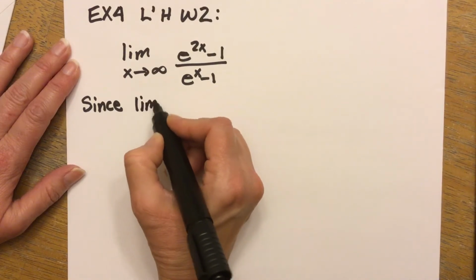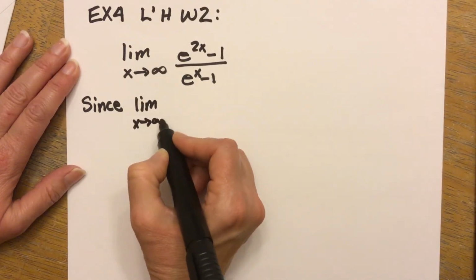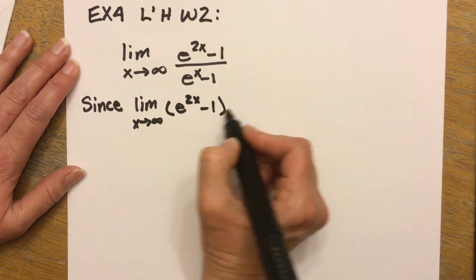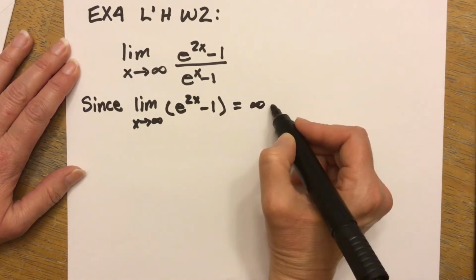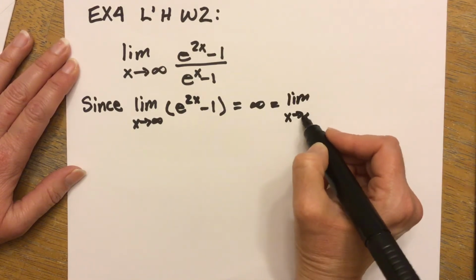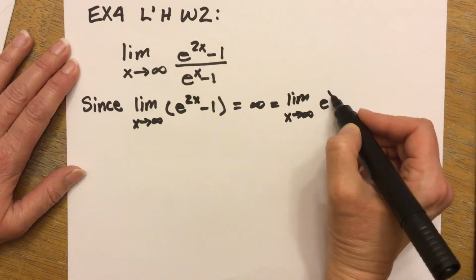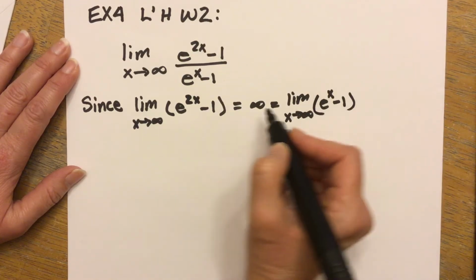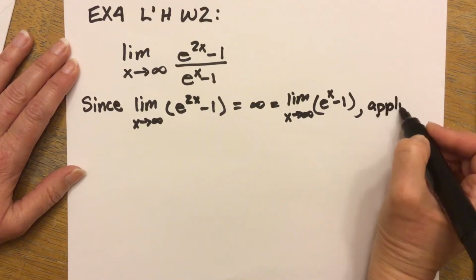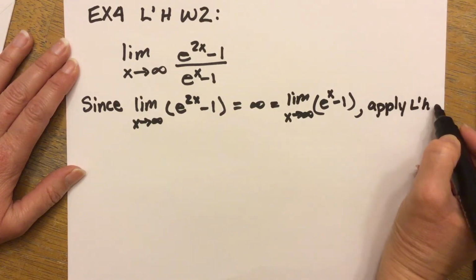So we're going to talk about the limit of the top. So e to the 2 times infinity minus 1 would be infinity. And on the bottom, when we do its limit as x approaches infinity, we would get infinity minus 1, which is infinity. So both of those equal infinity. We're able to apply L'Hopital's.